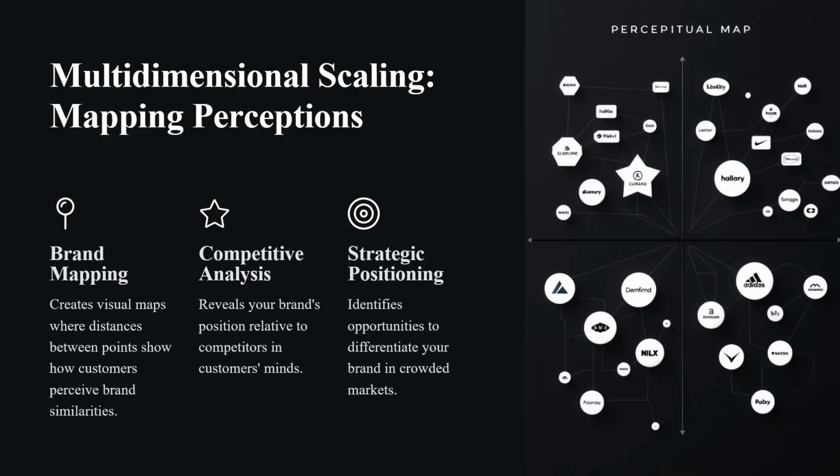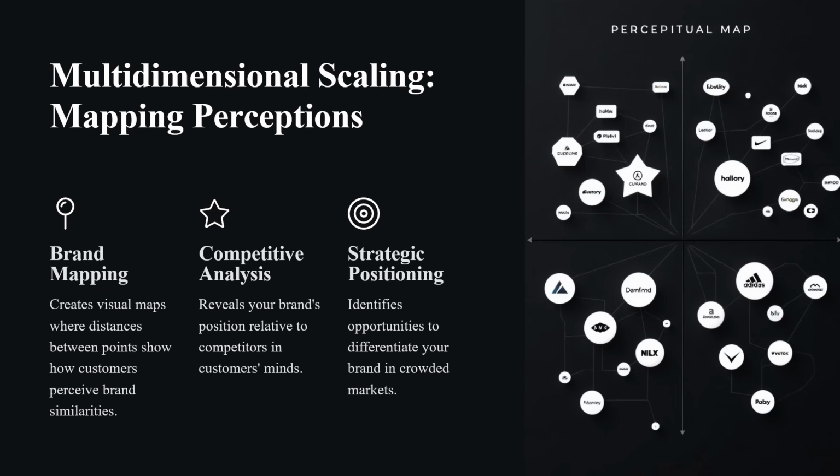And the next one is multidimensional scaling. It is used for mapping perceptions. In multidimensional scaling, we can see brand mapping. It creates visual maps where distances between points show how customers perceive brand similarities. And then competitive analysis. In competitive analysis, it reveals your brand's position relative to competitors in customers' minds. The next is strategic positioning. It identifies opportunities to differentiate your brand in a crowded market.